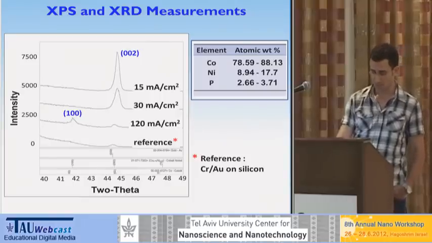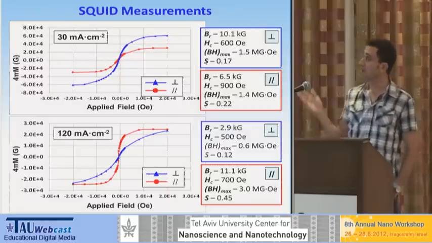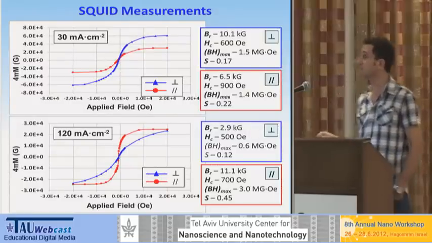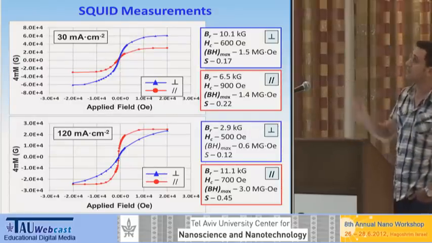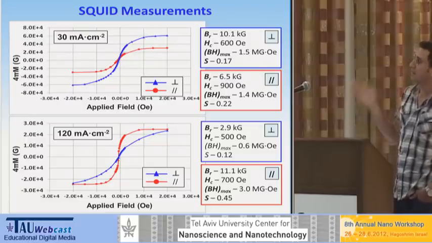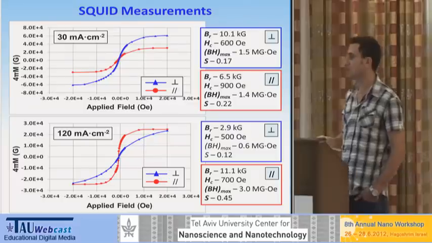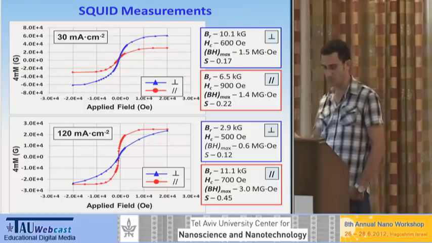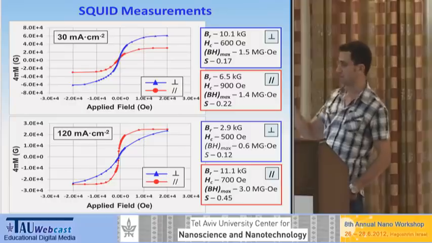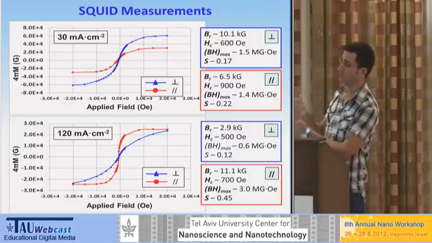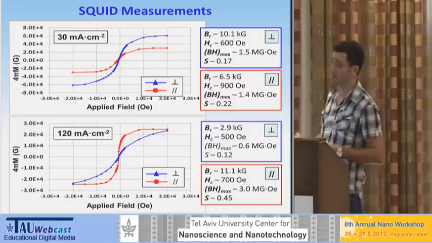So, what does this mean? When we do our SQUID measurements and measure our magnetic fields, we see that at lower current density, 30 milliamps per centimeter squared, we have a better out-of-plane magnetic material. Whereas when we deposit our films at 120 milliamps per centimeter squared, we see a film which has better in-plane magnetic properties.